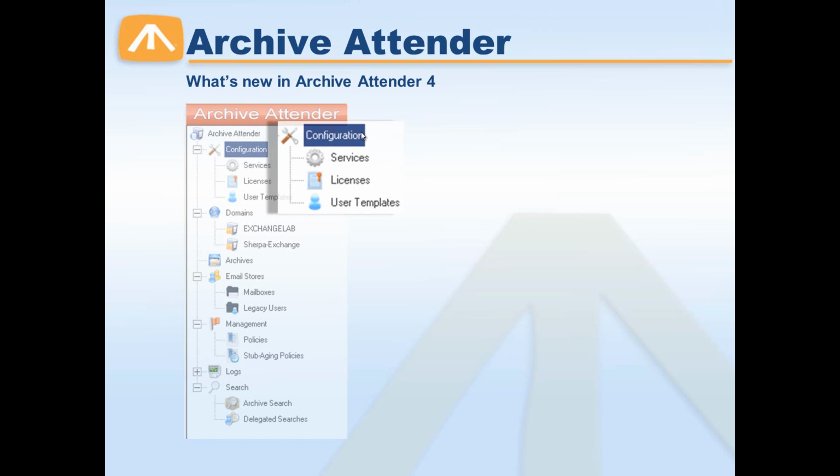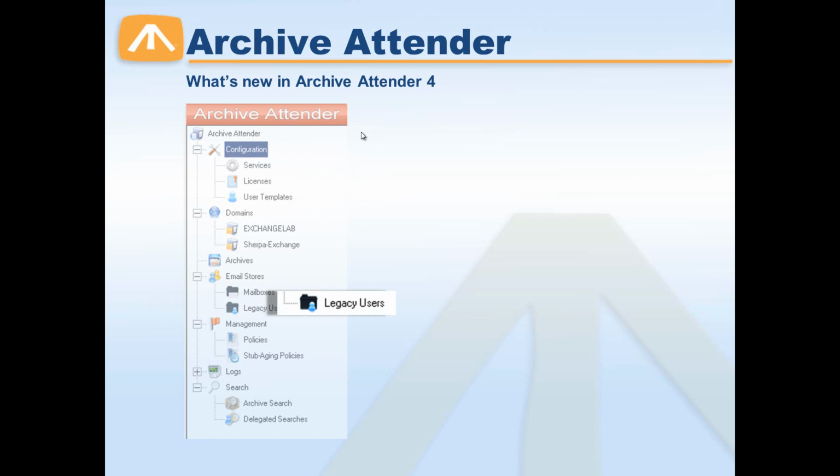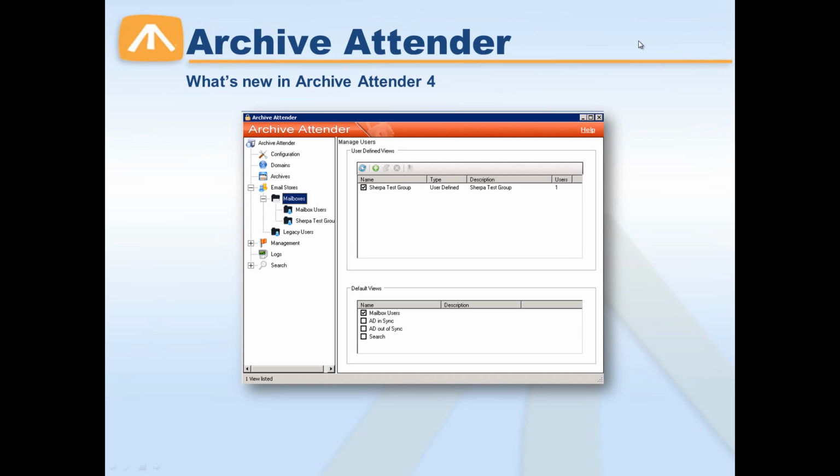Licensing and configuration tasks are now grouped under the configuration link. The former dummy users are now called legacy users. Auto aging policies are now referred to as stub aging, and user search views are now delegated searches. The enhancements to the console's layout and design go beyond simple reorganizing and renaming, however.